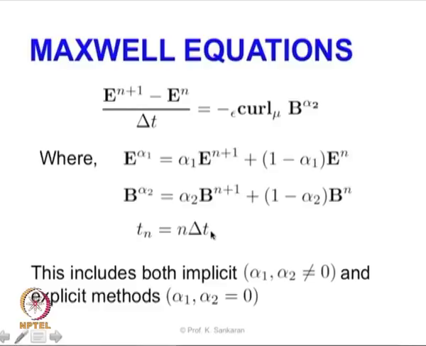One can see that it includes both the implicit and explicit formulation. If alpha 1 and alpha 2 are not equal to 0, both the n plus 1 and n terms will be part of the update equation for n plus 1, so it will be an implicit formulation. Whereas if we put alpha 1 and alpha 2 equal to 0, both of the first terms will disappear and we will have only this term, and this will be 1 minus 0 and 1 minus 0, so it will be just En and Bn, so then it will become an explicit method.